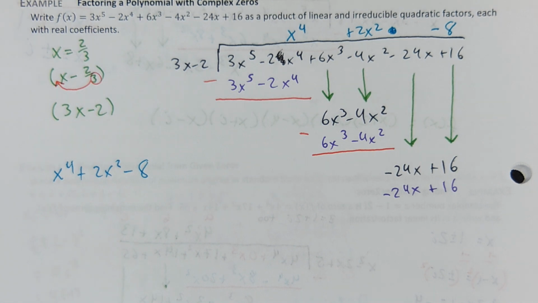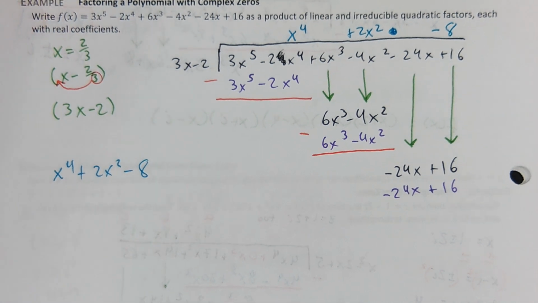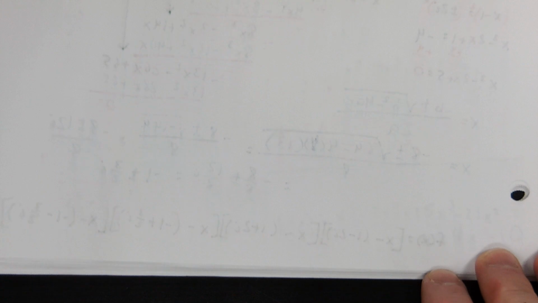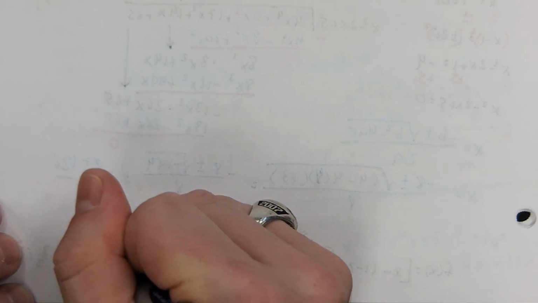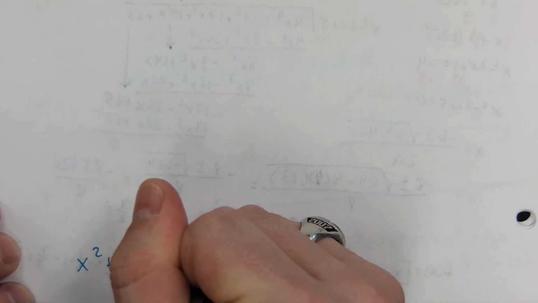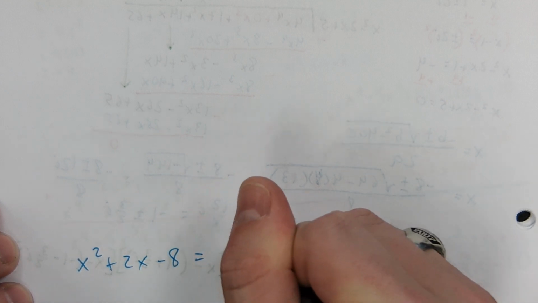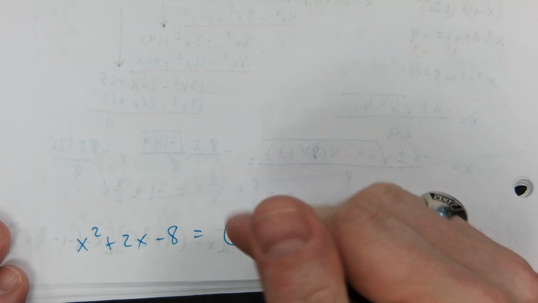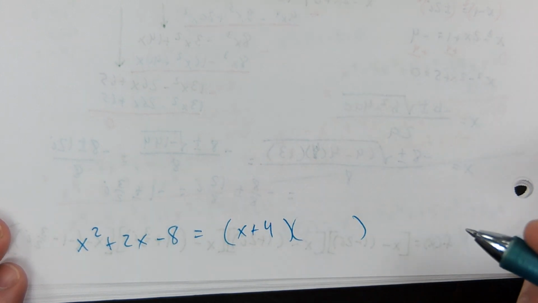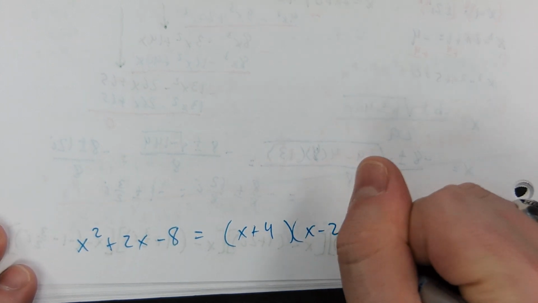You know what? I have an idea. I'm going to push my note paper up so we can get all the way down to the bottom of the page. I just want to show you something real quick. Hey, I would like you to tell me how to factor x squared plus 2x minus 8. How does that factor? X plus 4, yeah. And x minus 2.